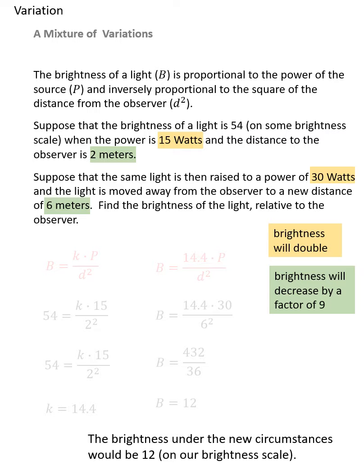Let me repeat that. We've tripled the distance away. The brightness is inversely proportional to the square of the distance. 3 squared is 9, so our light will diminish in brightness by a factor of 9, or be 1/9 of what it used to be. Well, both of these will have an effect at the same time. It will double and then decrease to 1/9 of its original size. The net effect then is that this 54, this original brightness, will be multiplied by 2/9. In other words, it will be 2/9 of what it used to be. If you work this out on a calculator or on paper, you will in fact get 12.